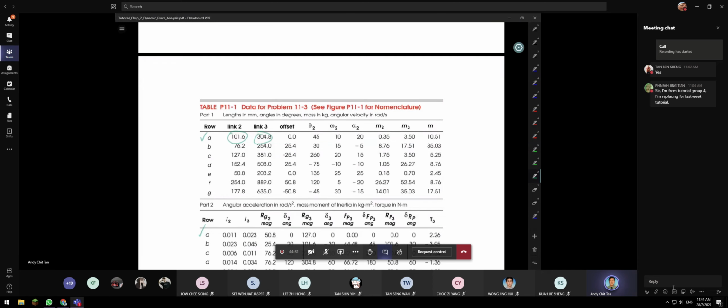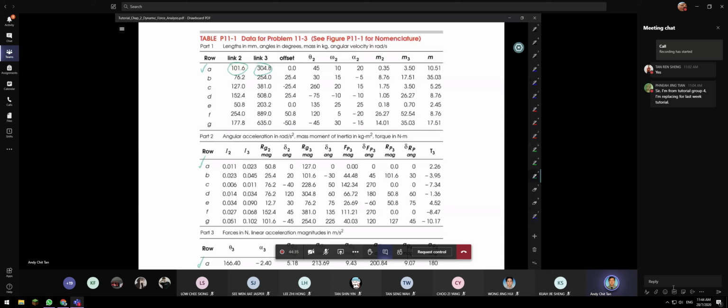Now, the other important point is the mass. You are given M2 and M3. You are also given omega and alpha. The other thing is your radius, RG2 and RG3. So we know the direction of the center of gravity.